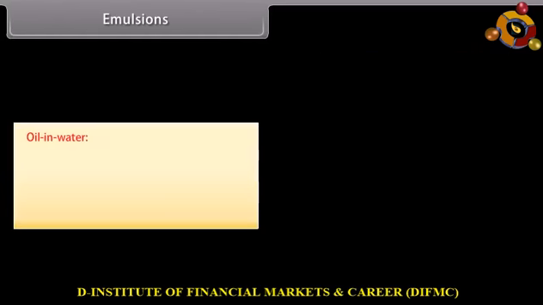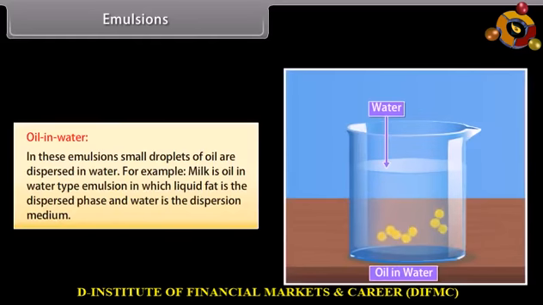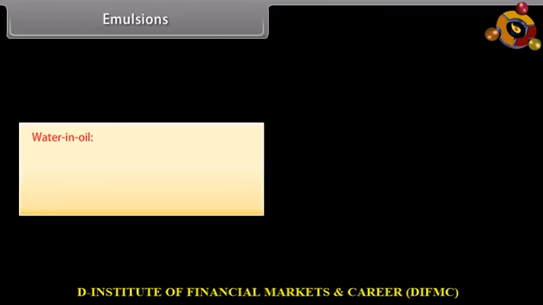Oil in water. In these emulsions, some droplets of oil are dispersed in water. For example, milk is oil in water type of emulsion, in which liquid fat is the dispersed phase and water is the dispersion medium.